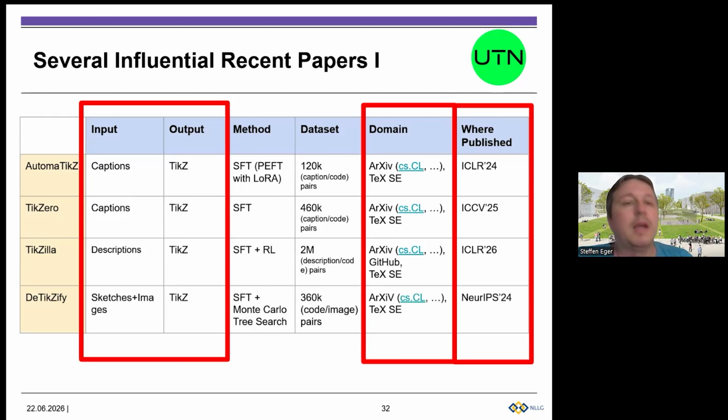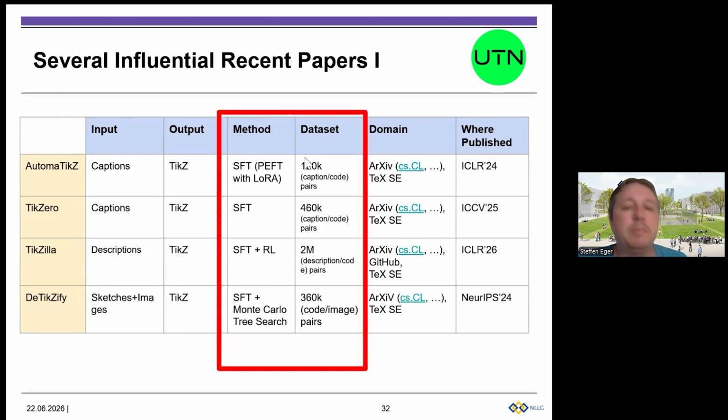In terms of input and output, we started with captions in our first 2 papers and then found in the 3rd paper that captions are actually not adequate, and Christian will talk more about this, and that we actually need more precise and more lengthy descriptions. And in 1 paper, we also started from sketches and images as input, and our output was always TikZ.